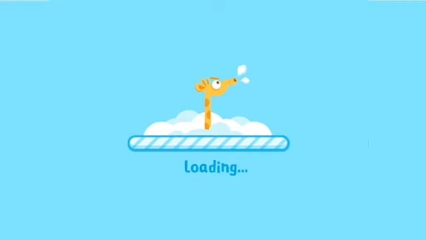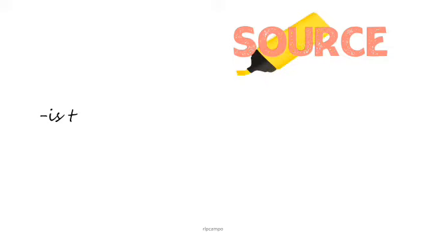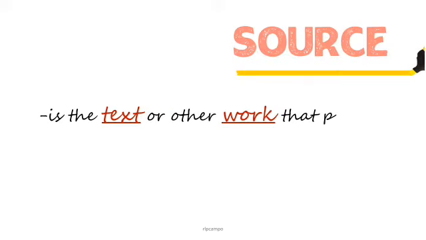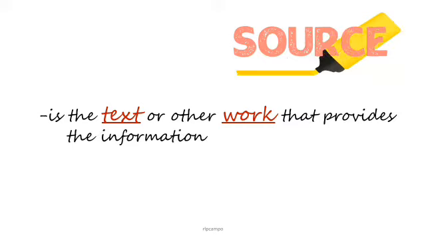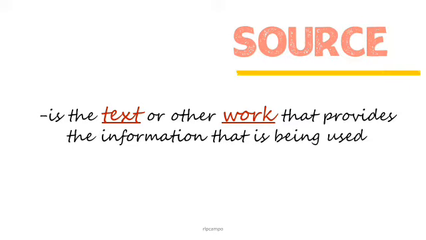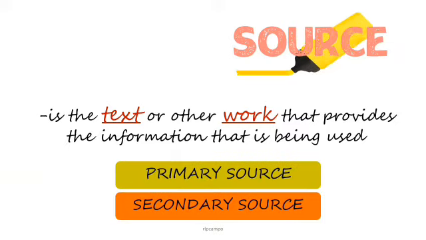Now, how can we expand an outline using sources? Let's start by defining what a source is. A source is the text or other work that provides the information that is being used. There are 2 types of sources, the primary and secondary source.